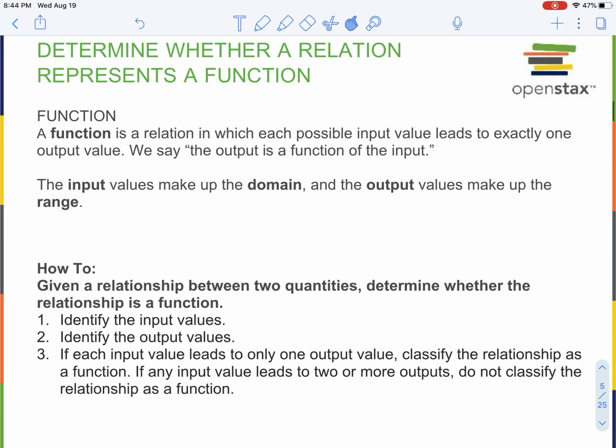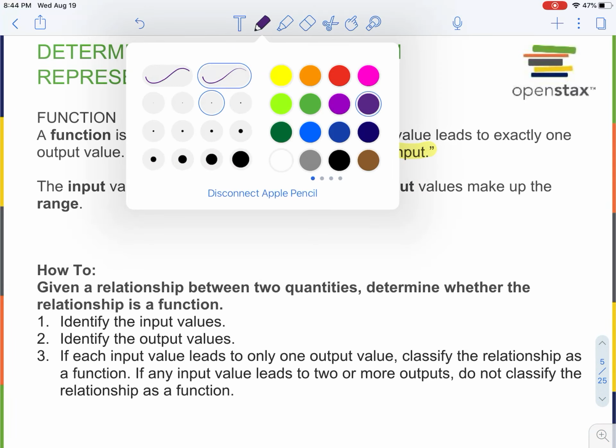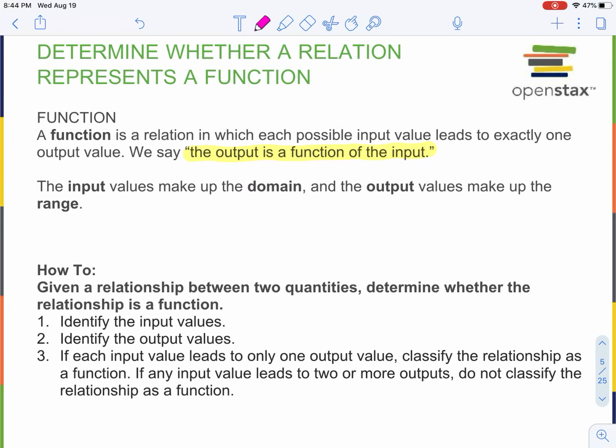So just to review, a function is a relation in which each possible input value leads to exactly one output value. So 1 X for 1 Y. So we say the output, this is important here, the output is a function of the input. So just for later on, this is a way that we talk about functions. And we always say that the output is a function of the input.